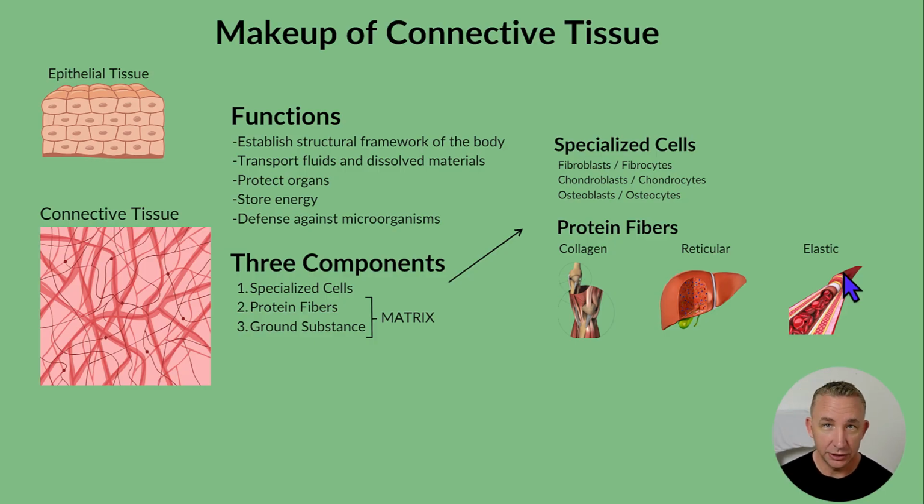So connective tissue is different than epithelial tissue. No cellularity. Instead, we have cells that are making something. What's that called? The matrix. The matrix includes these specialized cells that are making a product that's called the fibers and ground substance. The primary fibers that we see are protein fibers: collagen, reticular, and elastic. This is connective tissue.